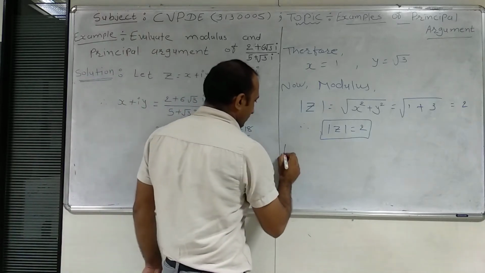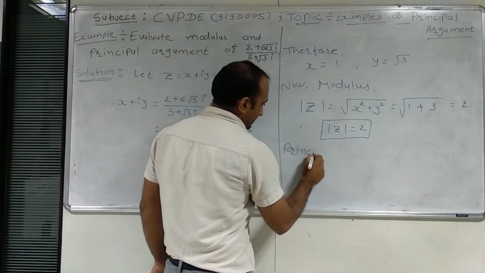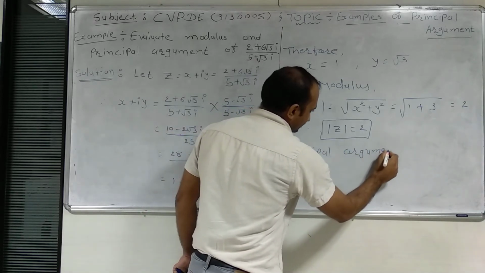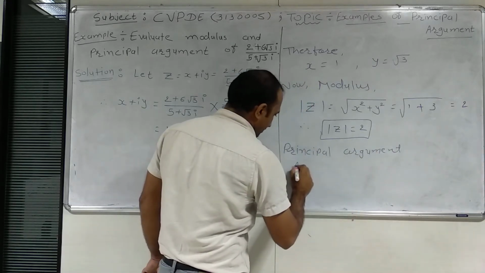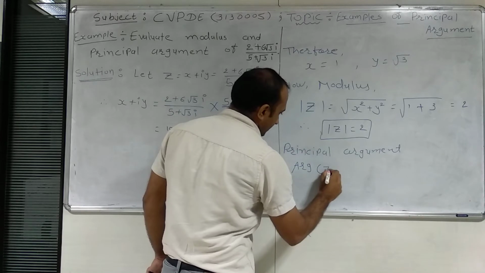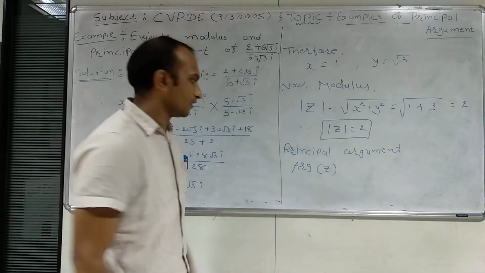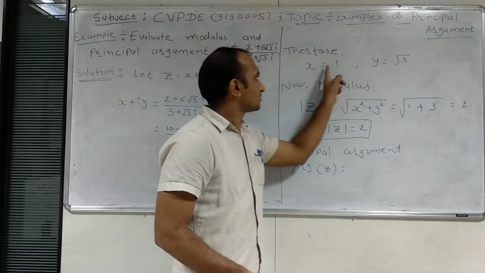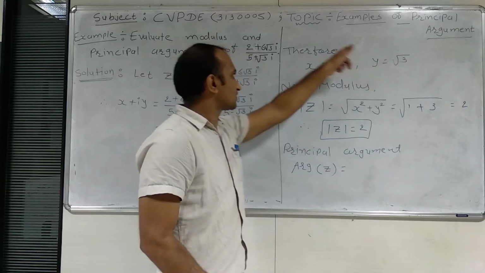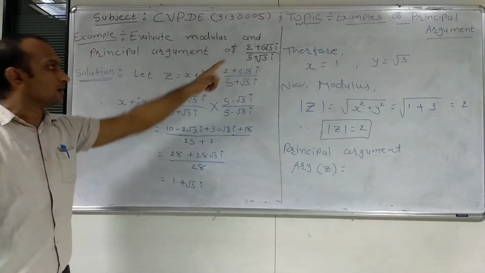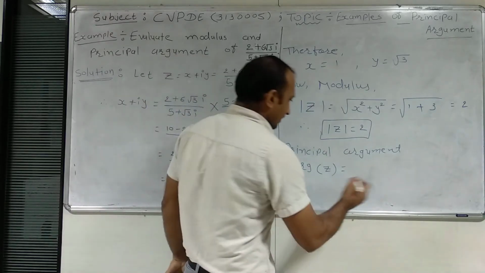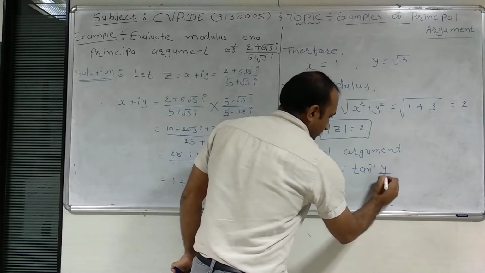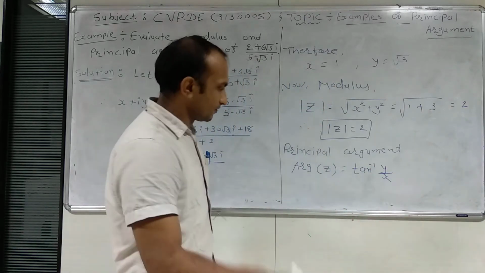Now the principal argument. We know that it is denoted by capital A arg of z. It depends on the quadrant. Here both are plus, x is plus and y is plus. So this complex number belongs to the first quadrant. So we can directly find tan inverse y by x, as in our previous video, because we discussed this.